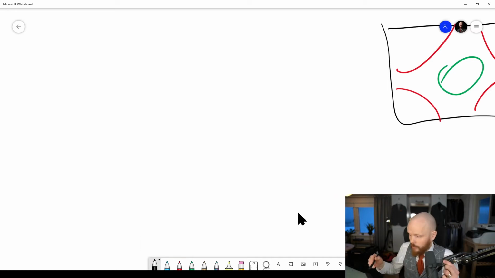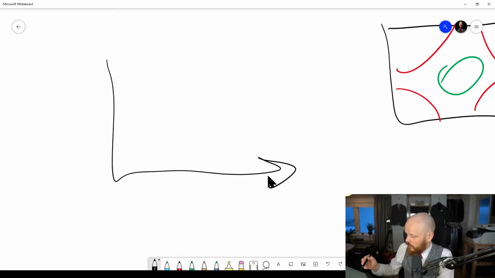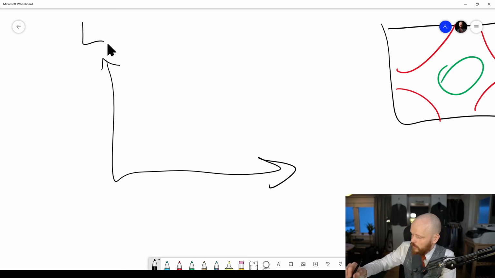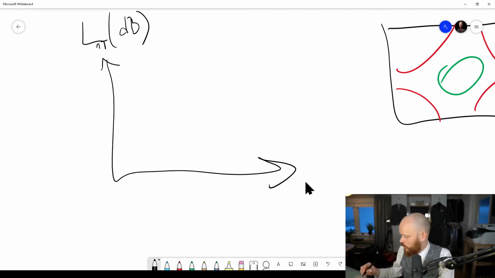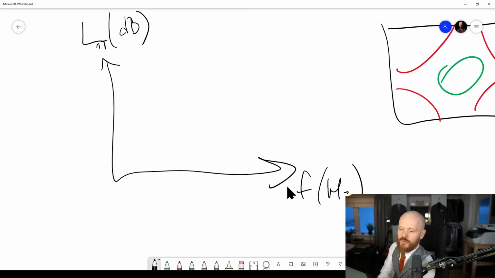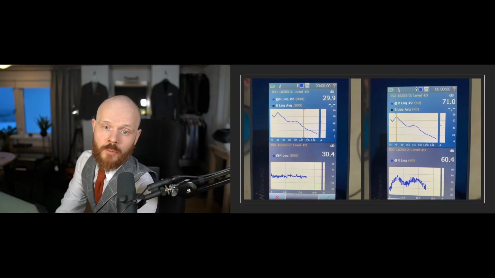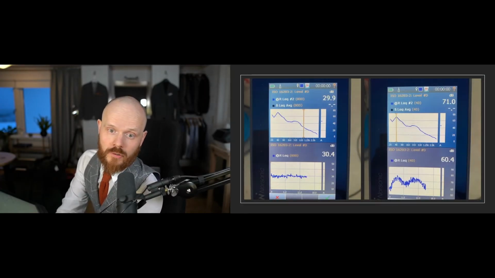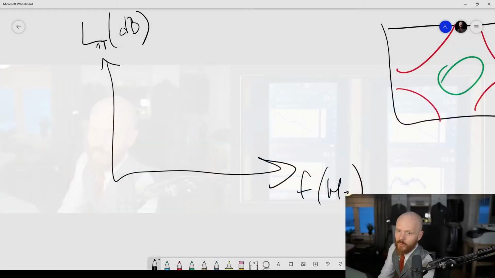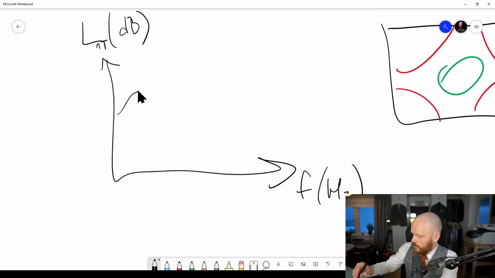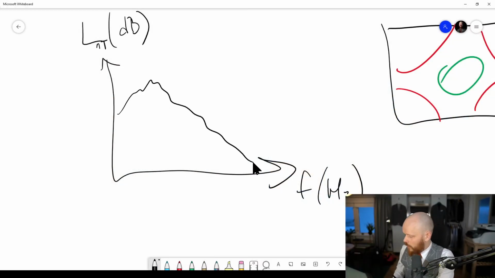When you have the impact sound pressure level here, L'nT in dB, we could call it, and then we have frequency here in hertz. And as you could see here, this is the typical response of a wooden construction. A high energy content in the low frequencies, and then it goes down the higher up in frequency you go. So something like that, let's say.